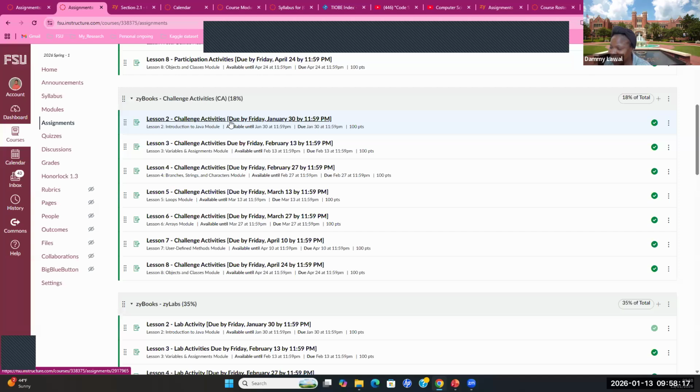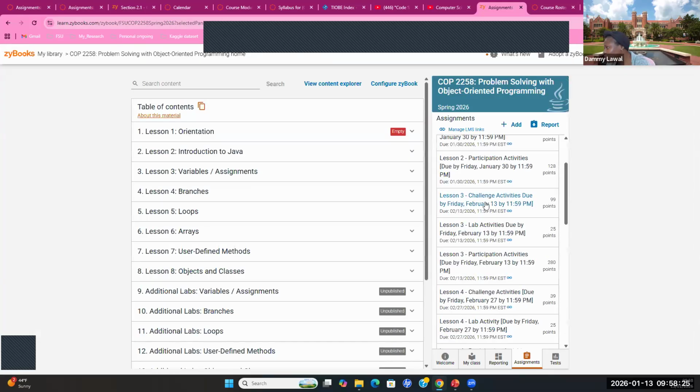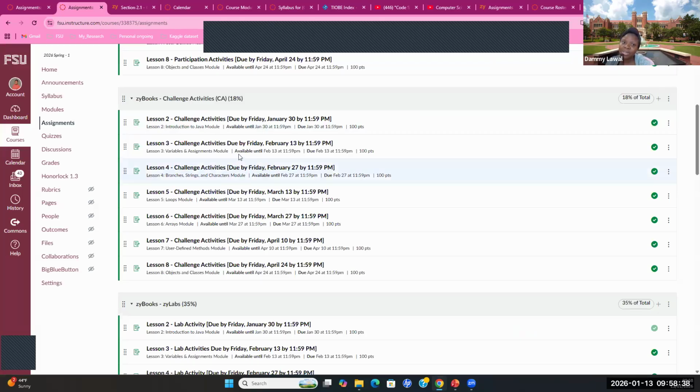You know why you have to do that? Because if you go directly on Zybox and I'm done with participation activity and I'm just moving to challenge activity, it will not report your grades to Canvas. It will not report your grades to Canvas. So you have to go directly to the specific assignment via your Canvas page.